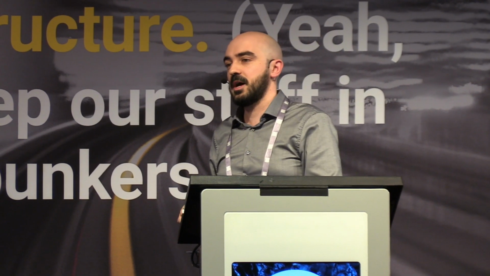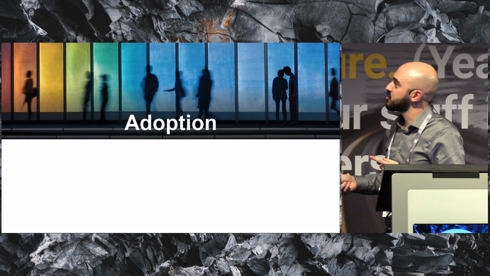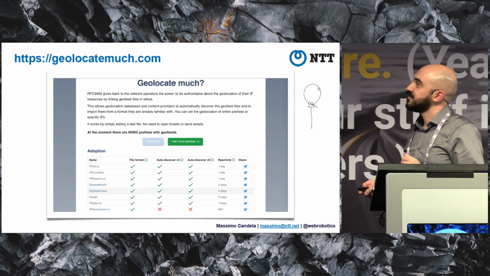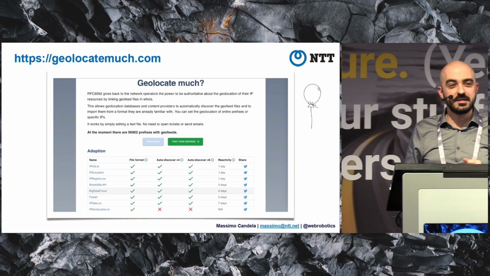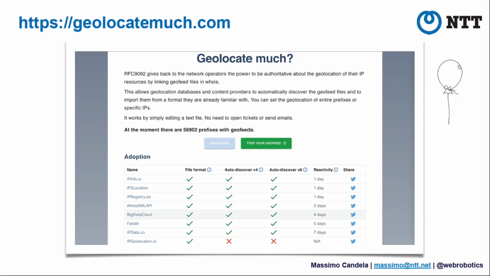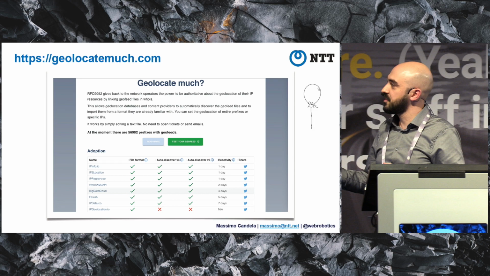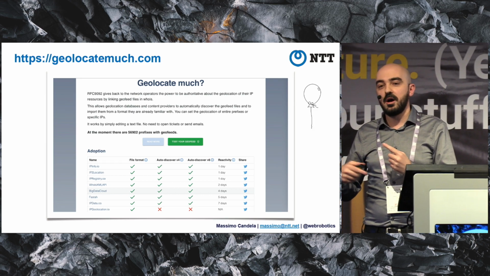Okay, but let's talk about adoption now. Because 1.5 years passed, what do we have? And now there is a usual balloon moment. Geolocatematch.com, that you have to read as something like "geolocate match". The balloon is because every time I introduce a new thing, I present it for the first time. I released this this morning. If you go on this website, it explains various things, but more importantly, it gives you a list of the geolocation providers that are at the moment automatically fetching these files.